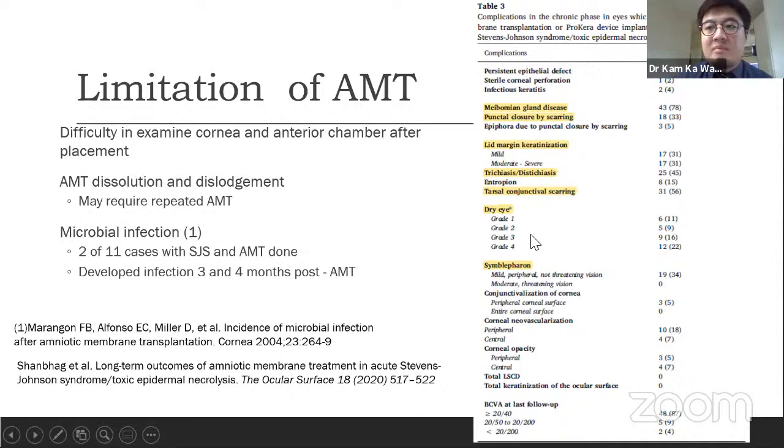So you have to tell your patients before you put amniotic membrane on that this procedure does not cure your disease entirely. It may help you see better. It may help you have less dry eye symptoms, but it does not cure every symptom in the long run.